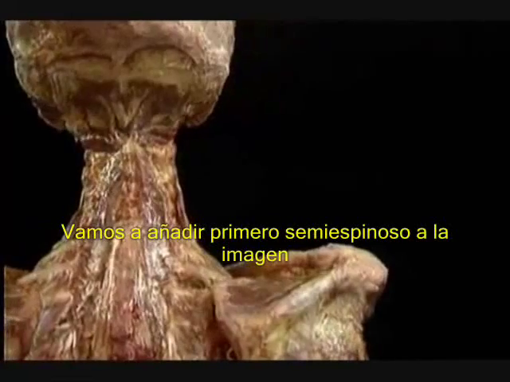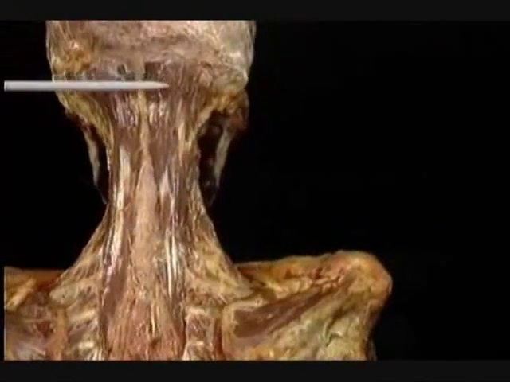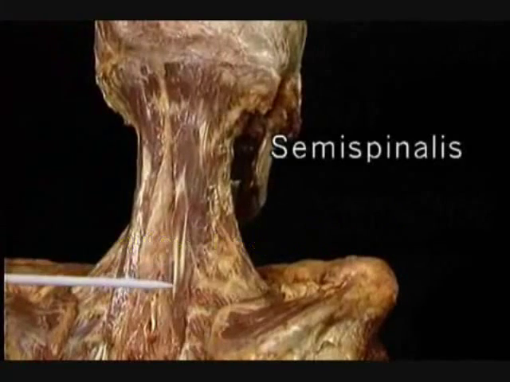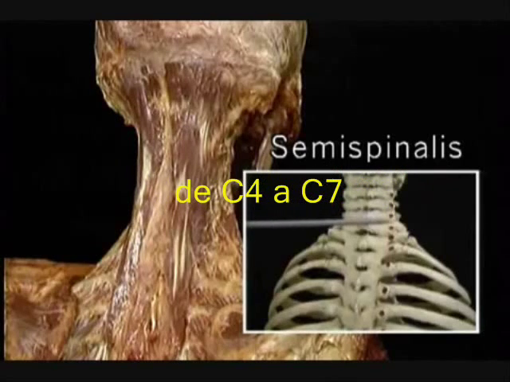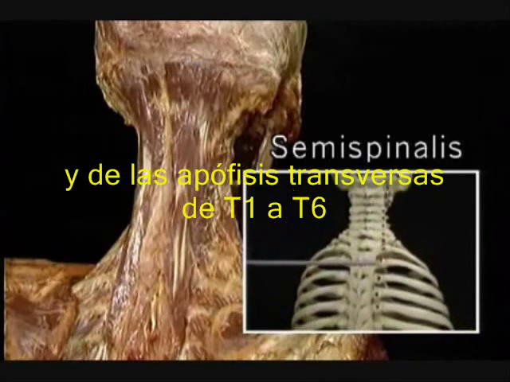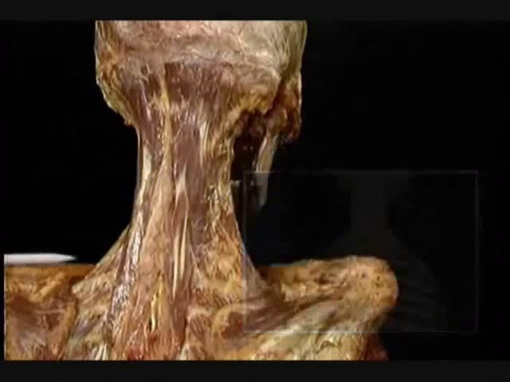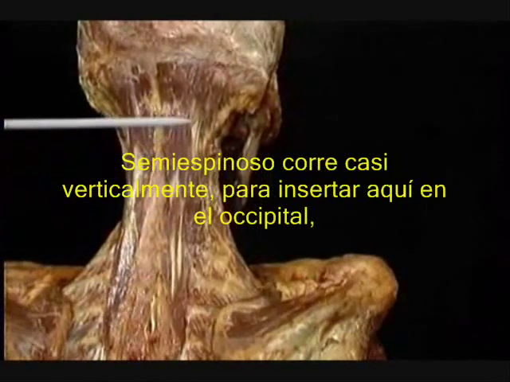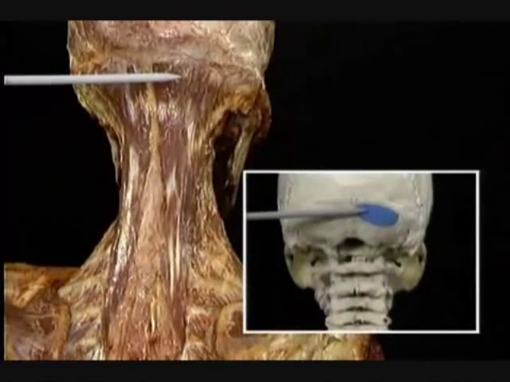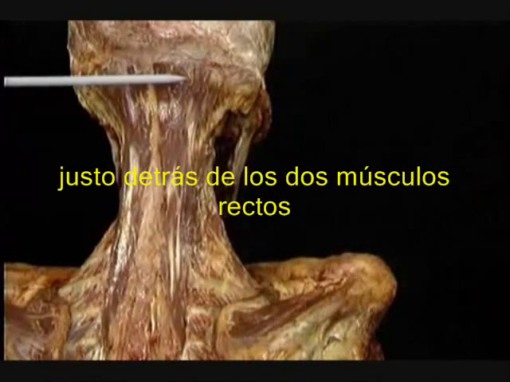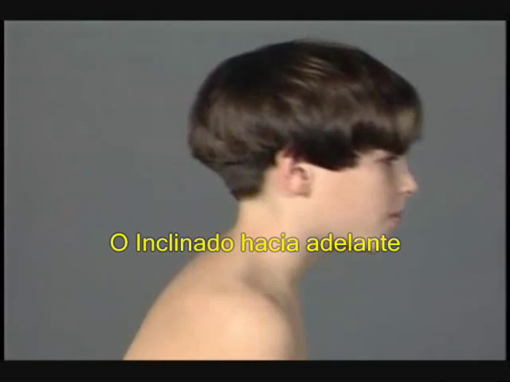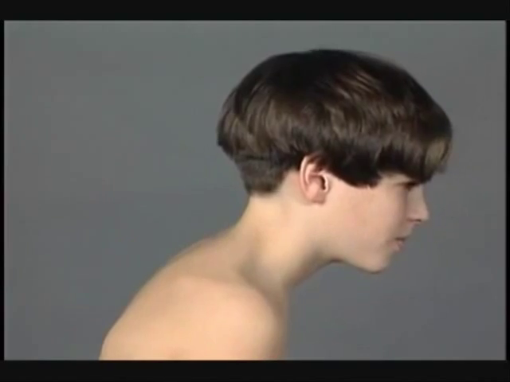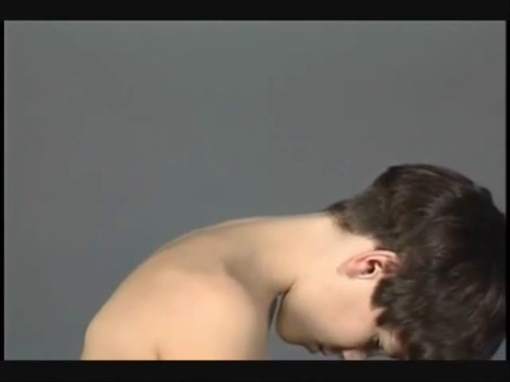We'll add semispinalis to the picture first. Here's semispinalis. It arises by many tendons of origin from the articular processes of C4 to C7 and from the transverse processes of T1 to T6. Semispinalis runs almost vertically to insert here on the occiput, just behind the 2 rectus muscles. The action of semispinalis is to extend the head. In addition, when we're upright or leaning forward, the tonic action of semispinalis prevents gravity from flexing the head.